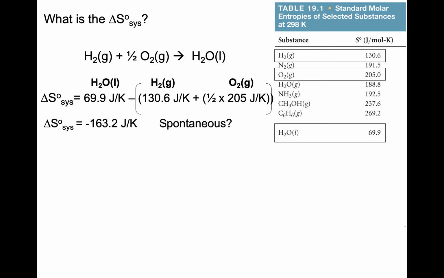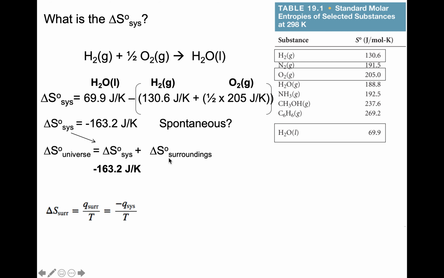This, however, is an explosion that I've done several times as a demonstration, kaboom. And so that's telling me we need to not just think about the system, we need to think about the surroundings as well. So important idea here. How do we calculate the entropy change for the surroundings? Let's think about the heat that's involved. We can measure the heat that's involved for the surroundings at the particular temperature.